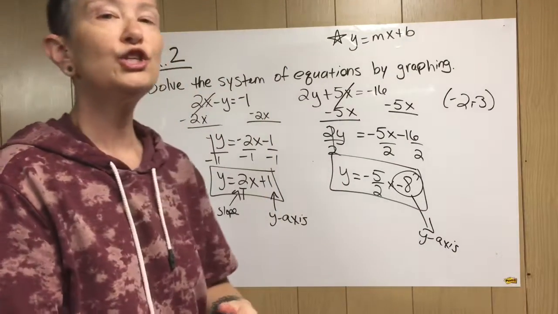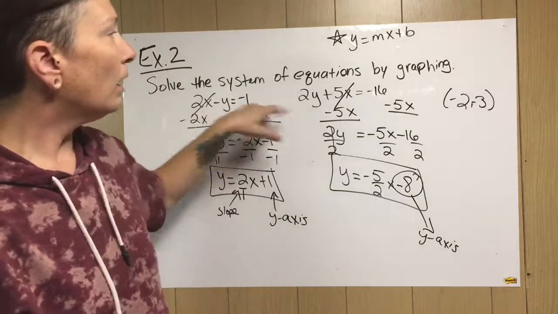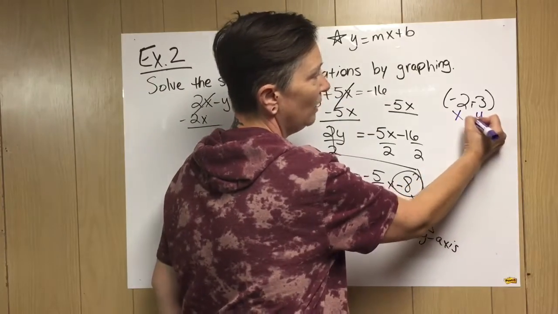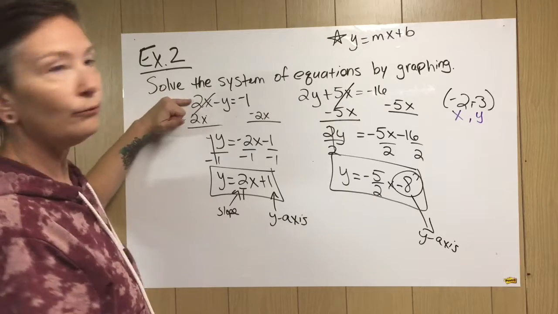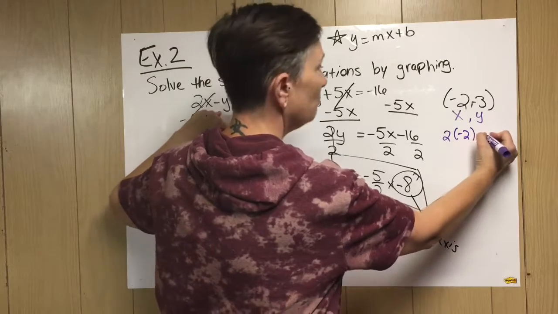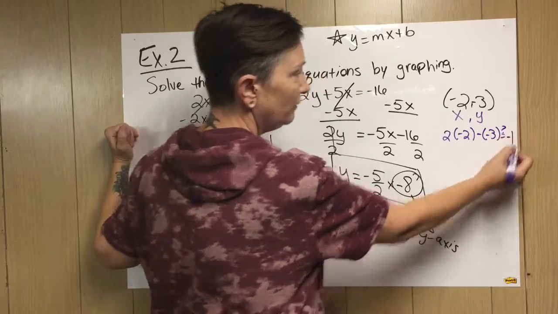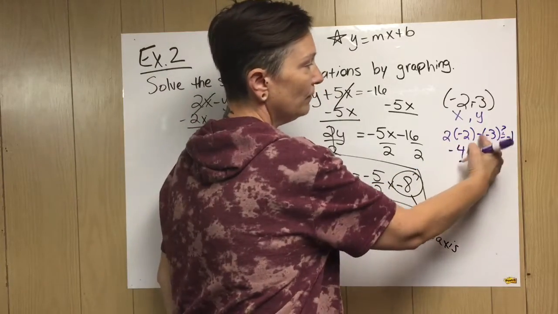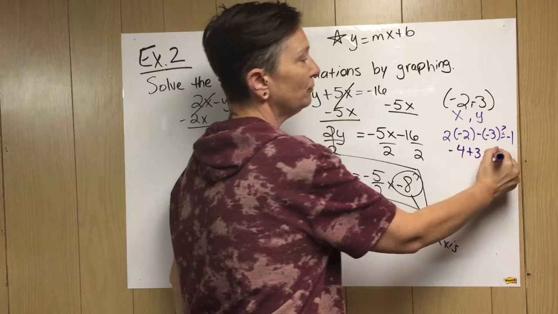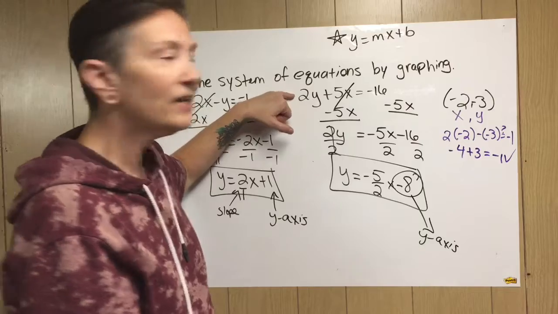Now the last thing we need to do is check to make sure both these coordinates fit in my original equations. This is my x value and this is my y value. So I'm going to plug them into my original equations. So 2 times x, which is -2, minus y, which is -3. Does that equal -1? Well, that's -4. This is a +3. So -4 plus 3 does check out to a -1. So that one works. Now let's try my second equation.